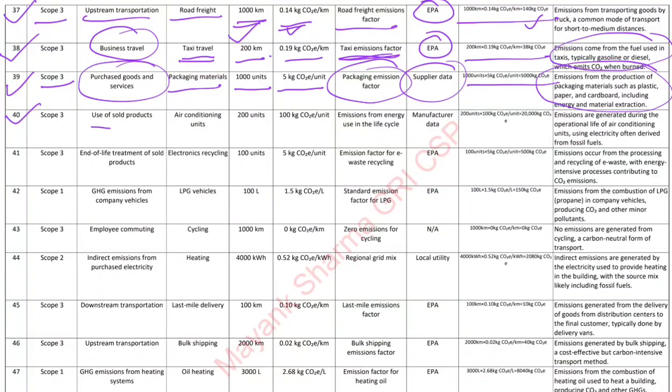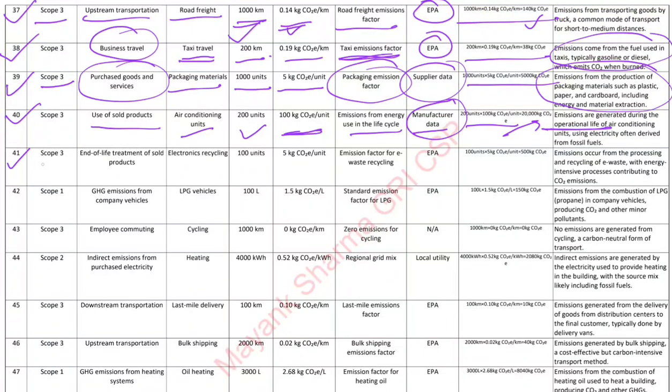The next scope 3 is use of sold products. Let's say suppose we sold air conditioning units, 200 units were sold, emission factor is 100 kg CO2 equivalent per unit. Emissions which are basically from the energy use in the whole life cycle of the sold product. The emission factors we are getting from the manufacturer data. So to calculate the total emissions, we can say 200 multiplied with the emission factor. So these emissions are basically generated during the operational life, keep in mind, of air conditioning units using electricity when derived from the fossil fuels.